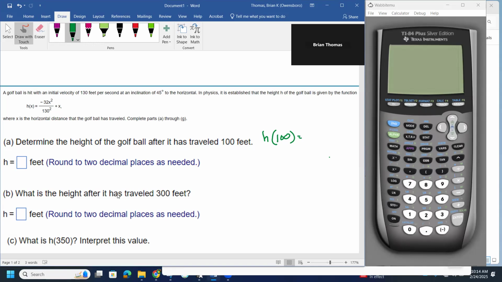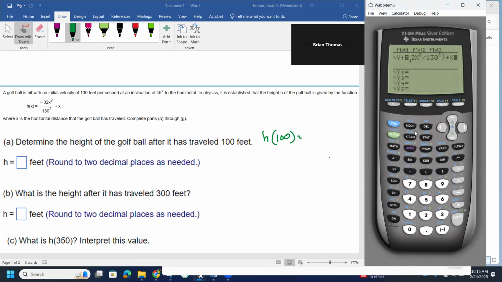Since there are several questions involving this formula, I'm going to put the formula into the calculator. I'm going to use the y equals button and put the function in y1. Since we have a fraction, I'm going to use parentheses. In parentheses, negative 32 x squared, and then I'm going to divide that by 130 squared, close the parenthesis, and then add x to that. So that's going to be our formula to determine the height.